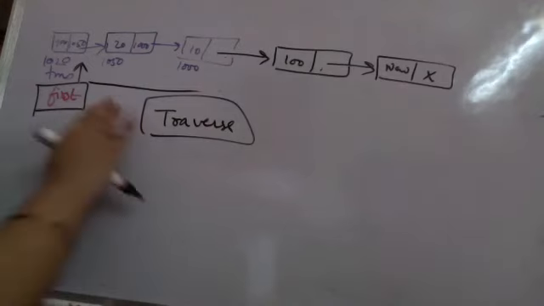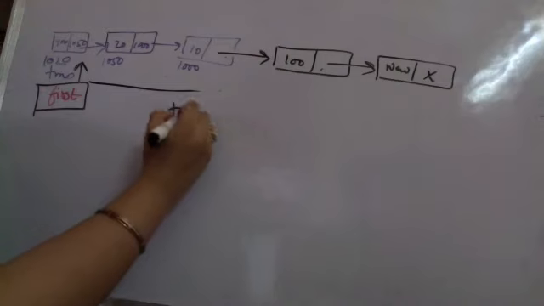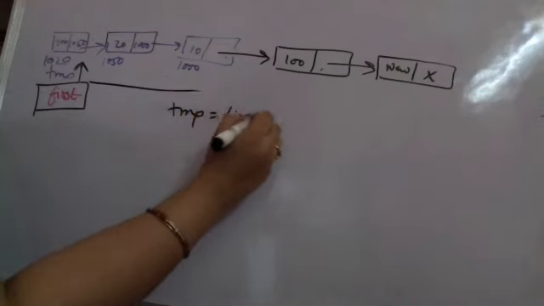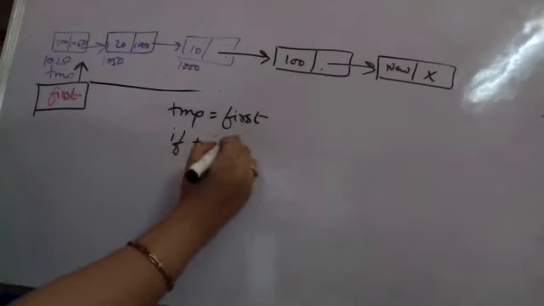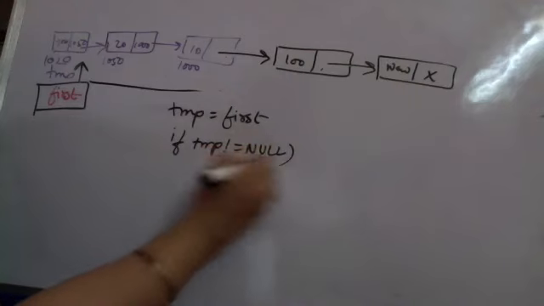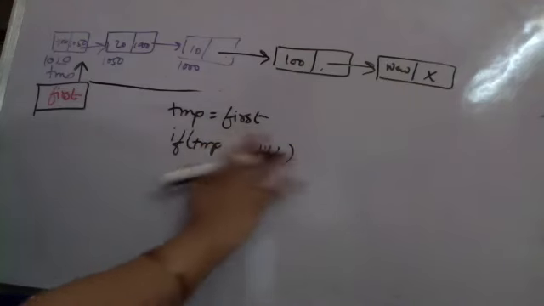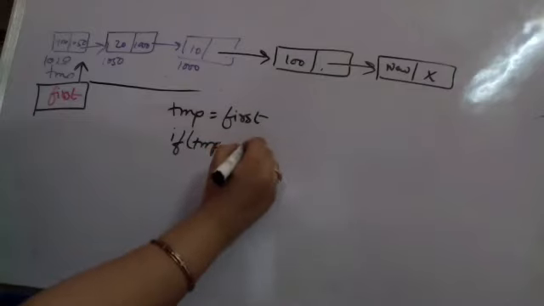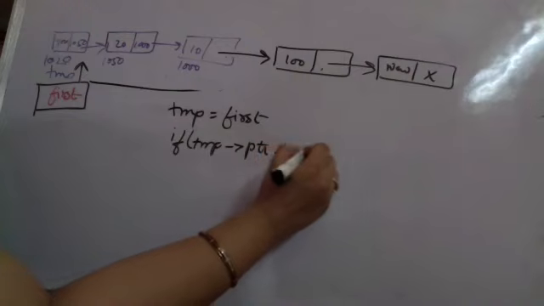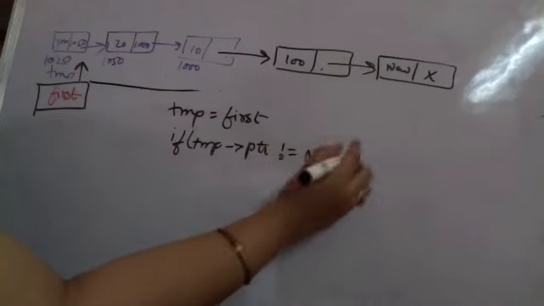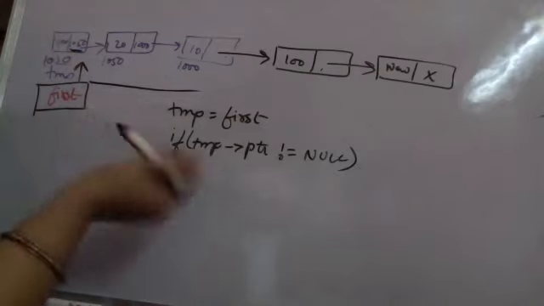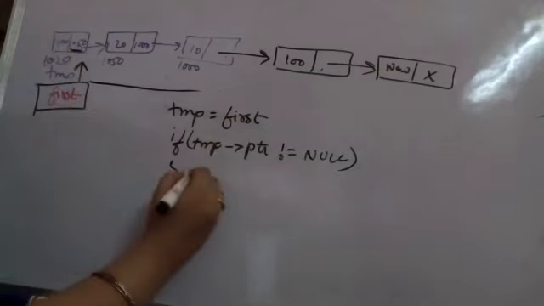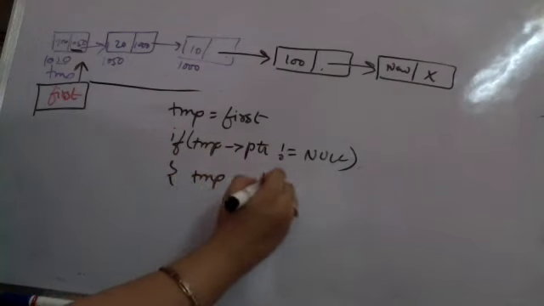I take a temporary variable, temp is equal to first, and check if temp's pointer is not equal to null. Then what should happen? Matlab it is not the last element. I have to move temp. Temp's pointer is not null, there is still more elements. Then temp should point to temp pointer. That means temp is equal to temp pointer.